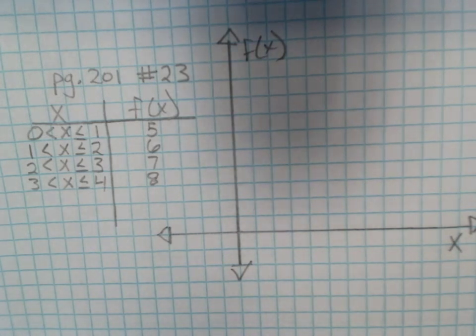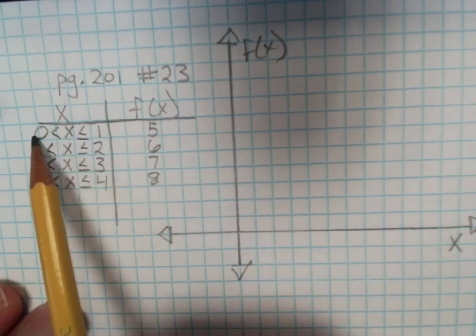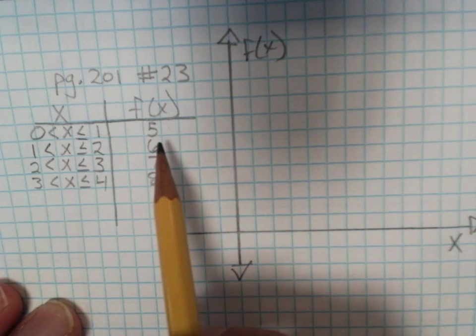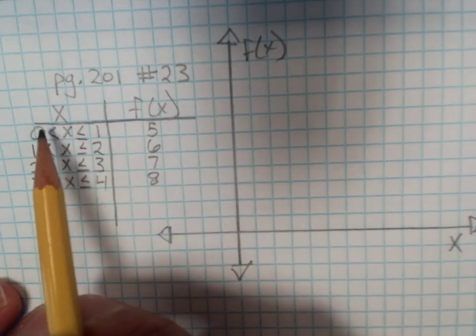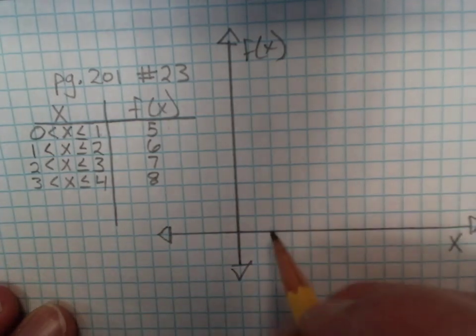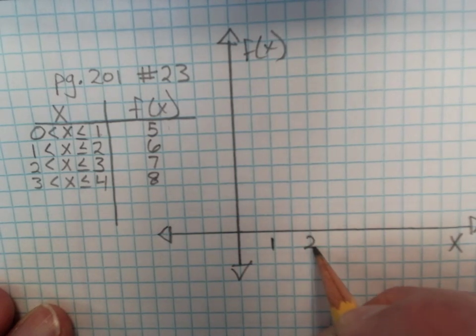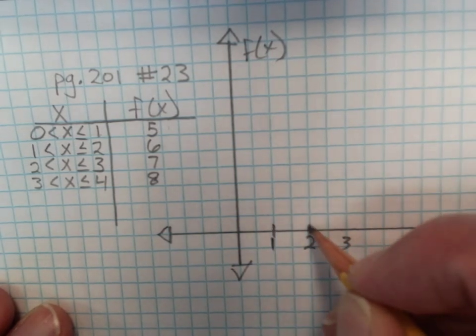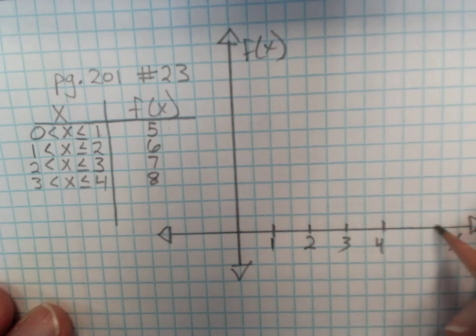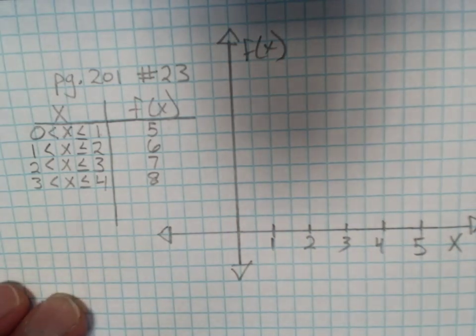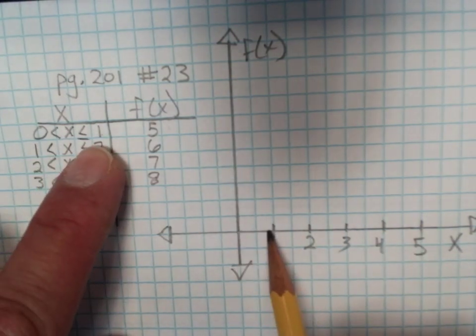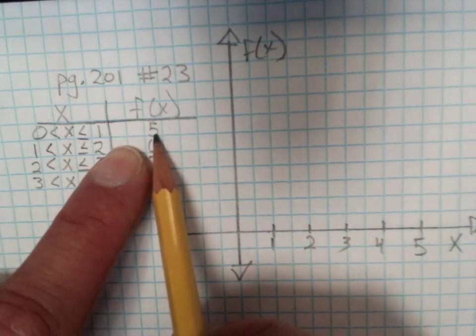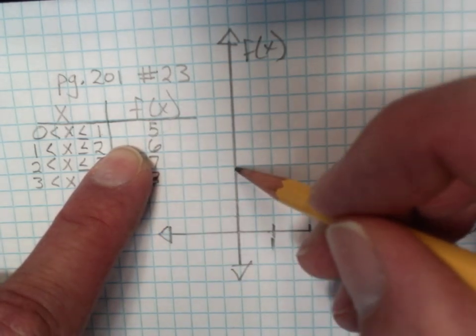Okay, so for the first one, these are your inputs. This is the output. So what it's telling you is that when x is from 0 to 1, let's go ahead and do 1, 2, 3, 4, 5 going up the output axis. When x is anywhere from 0 to 1, the answer is 5. That's what this is saying. This is the output. So 1, 2, 3, 4, 5.